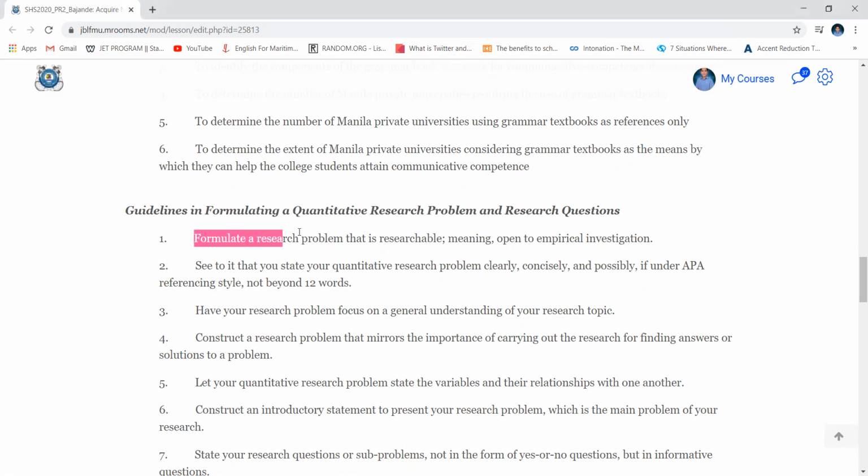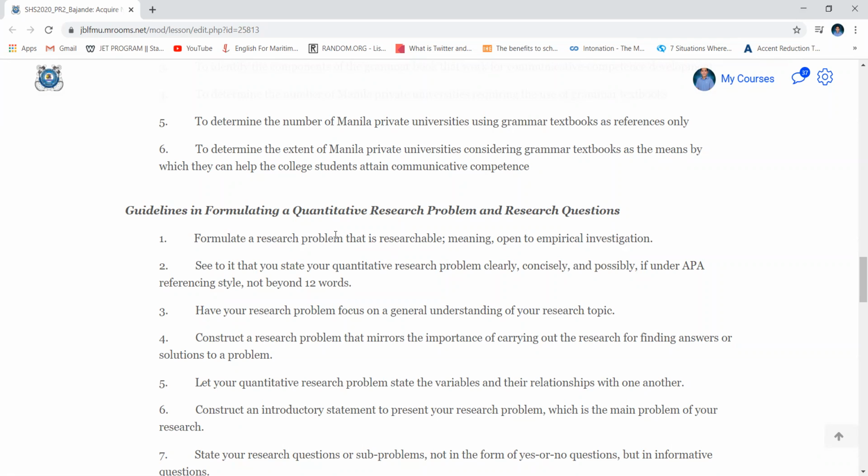Number 1, formulate a research problem that is researchable, meaning open to empirical investigation. So class, mahambal kita researchable, inabala class ang ma-measure naton ang variables. Okay? Kag matagaan naton sang interpretation, meaning ang variables or ang result later on. So dapat researchable ang inyong research, okay?